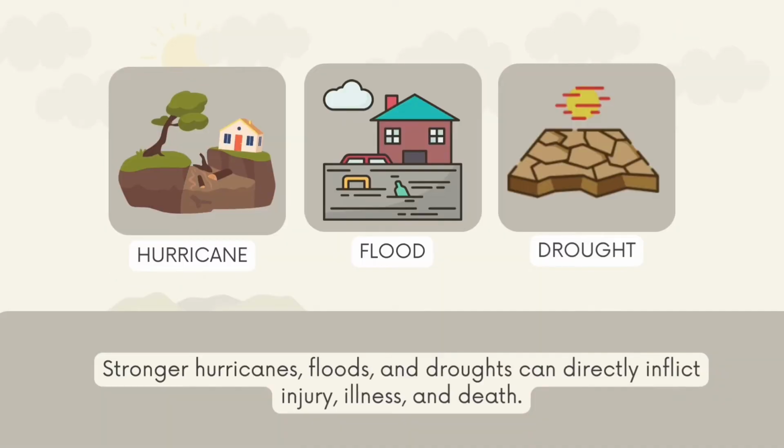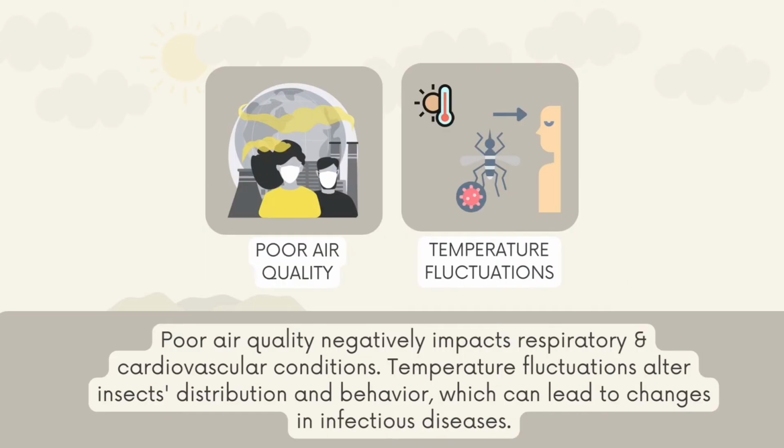Stronger hurricanes induced by rising ocean temperatures, floods, and droughts caused by changes in precipitation can directly inflict injury, illness, and even death. It can also indirectly affect health due to environmental changes. For instance, reduced air quality negatively impacts respiratory and cardiovascular conditions. Lastly, temperature fluctuations can alter the distribution and behavior of insects and other species, leading to changes in infectious diseases.